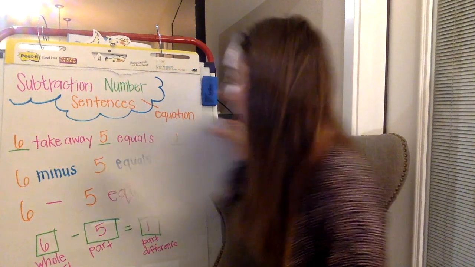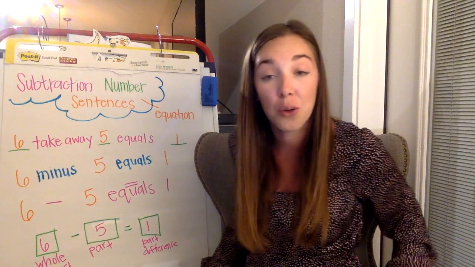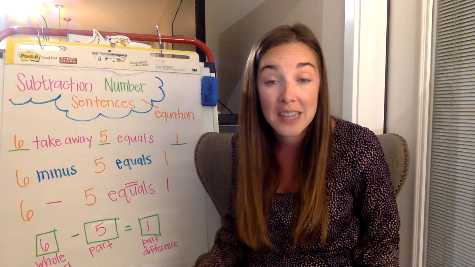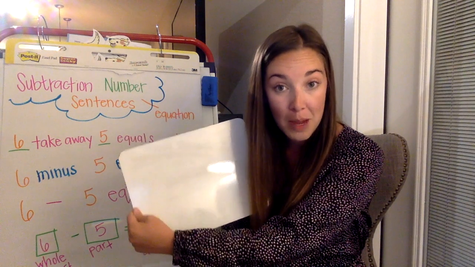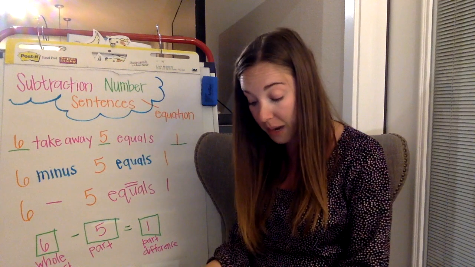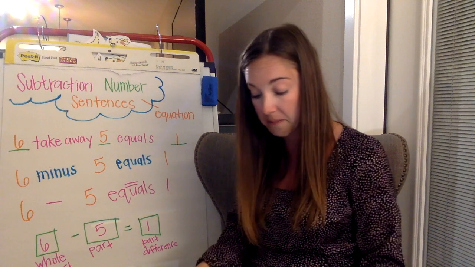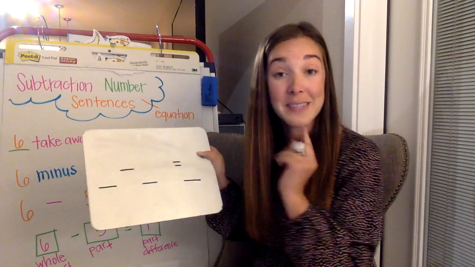I'd like for you to get your whiteboard ready. I am actually going to tell you an equation using words. And can you write the number sentence that would match me on your whiteboard? So you're going to want to go ahead and maybe write your minus sign and your equal sign. And then you'll need to fill in numbers in between that match what I'm saying.